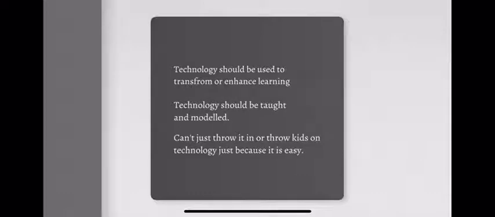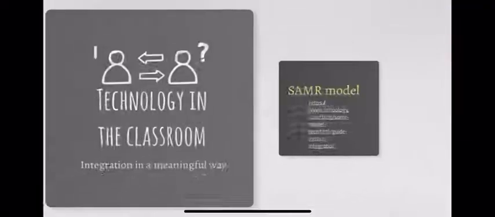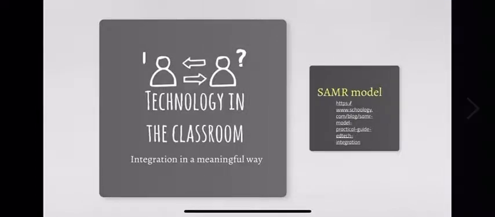Technology shouldn't just be thrown in as something that's easy, that keeps the kids occupied. That's what people always say to me when I'm babysitting: "Oh, just put the kids on technology because it's easy." But that's not the point. If students are going to be on technology, they have to be getting something out of it. It has to be meaningful for their learning, or there's really no point. And one aspect of that is that it should be taught and modeled so that they know what to expect and what's expected of them.